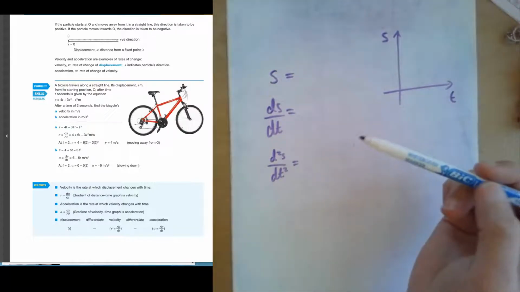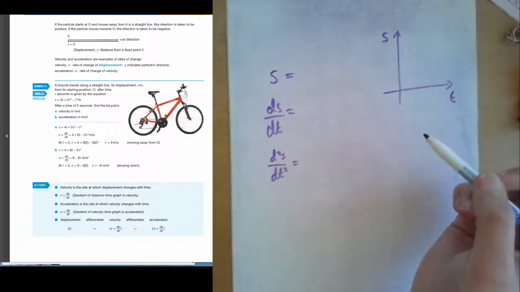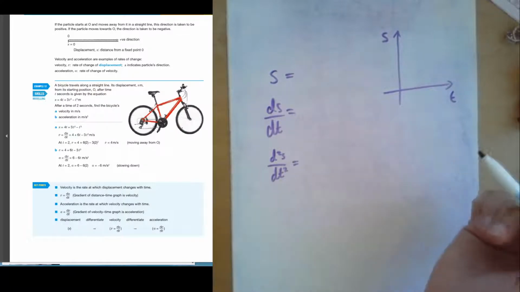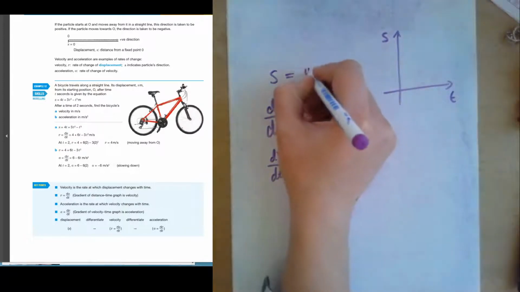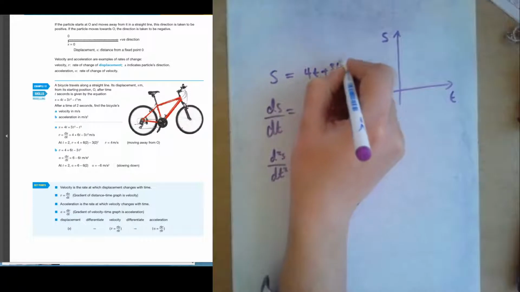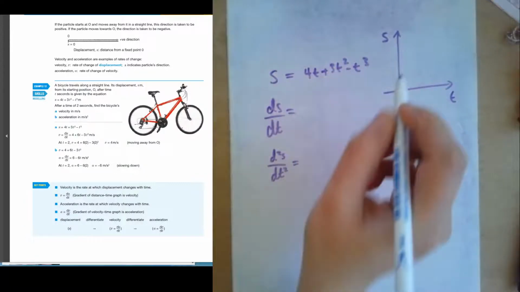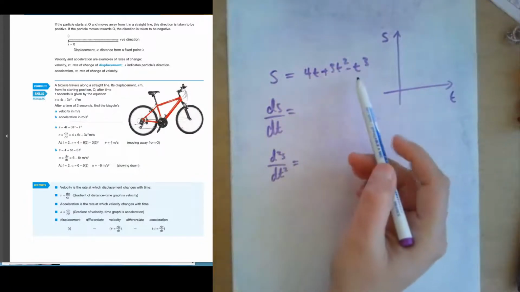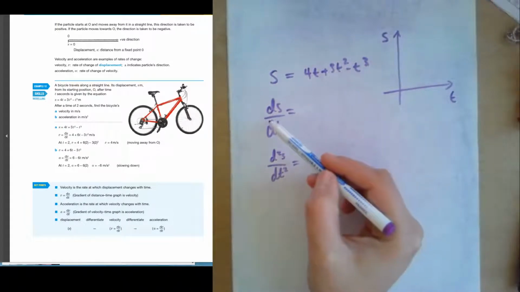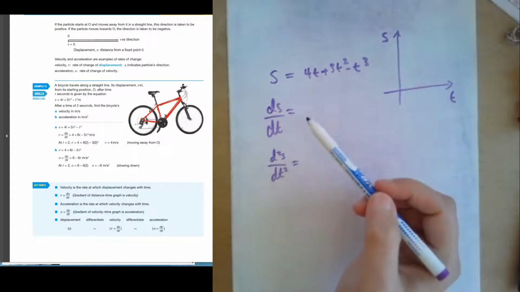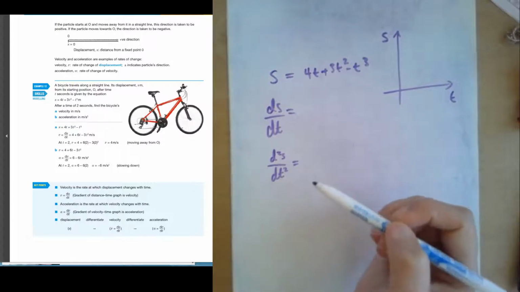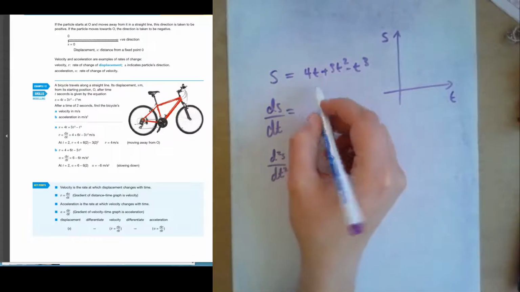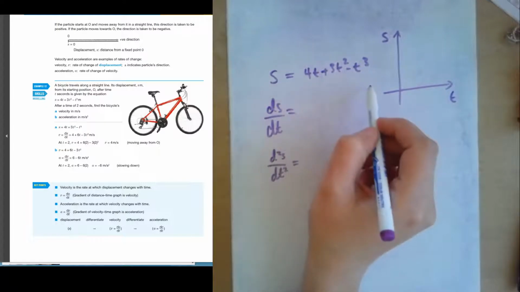So we are going to go through a couple of examples. It says a bike travels along a straight line, and its displacement from its starting point, the origin, after t seconds is given by 4t plus 3t squared take away t cubed. They're asking you to find the velocity and the acceleration at a time of 2 seconds.